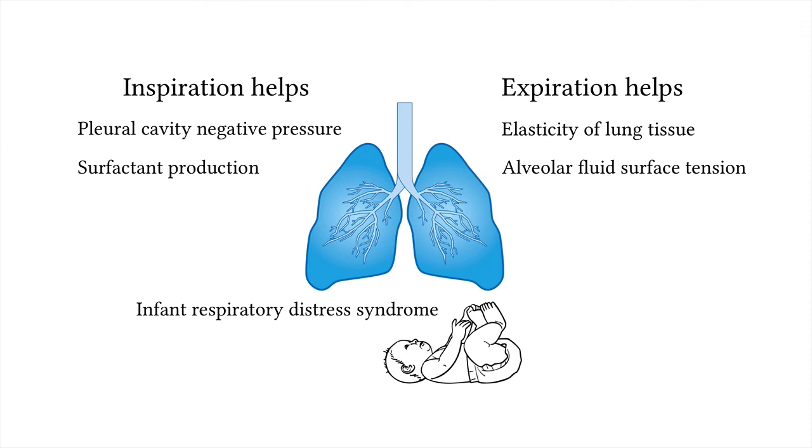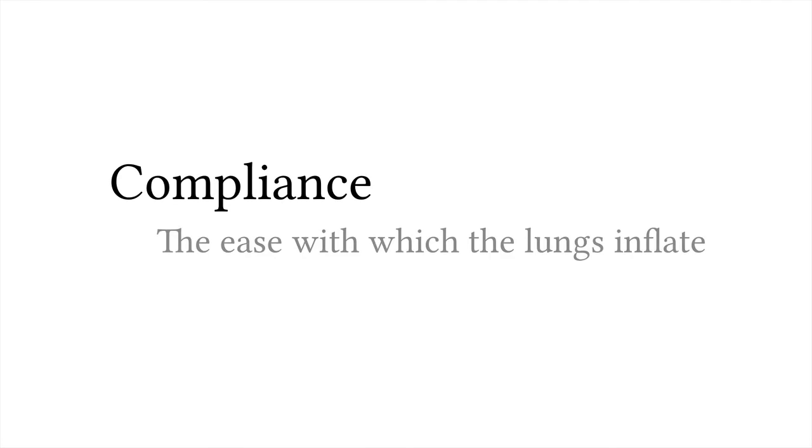You see, before a baby is born, he or she gets oxygen and nutrients from the mother. But as soon as the umbilical cord is cut, then the baby has to breathe on its own. That first breath is the most difficult breath a person will ever take. It's because the compliance of the lungs is low. Compliance is the ease with which the lungs inflate.